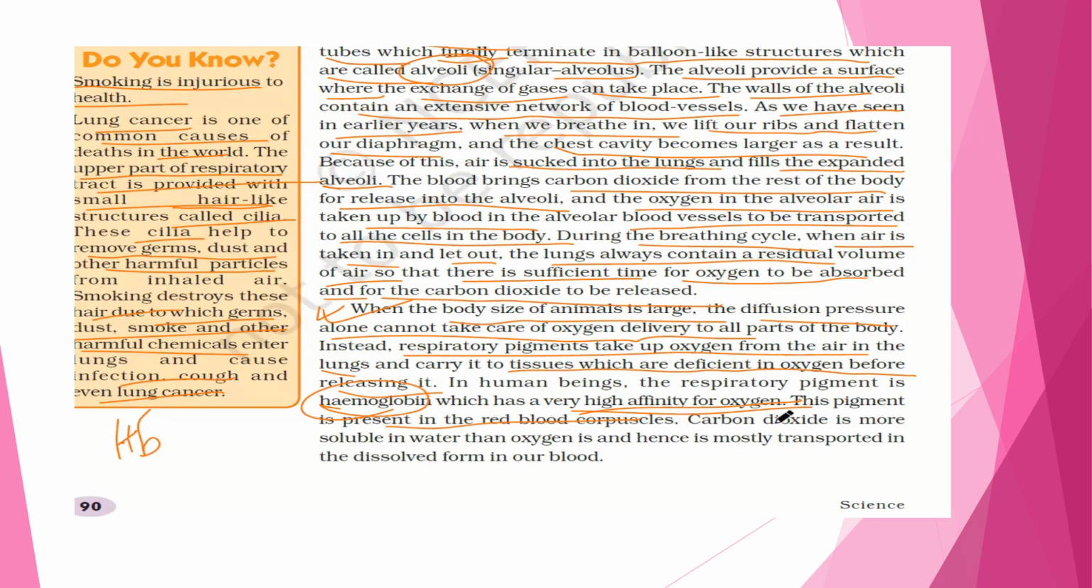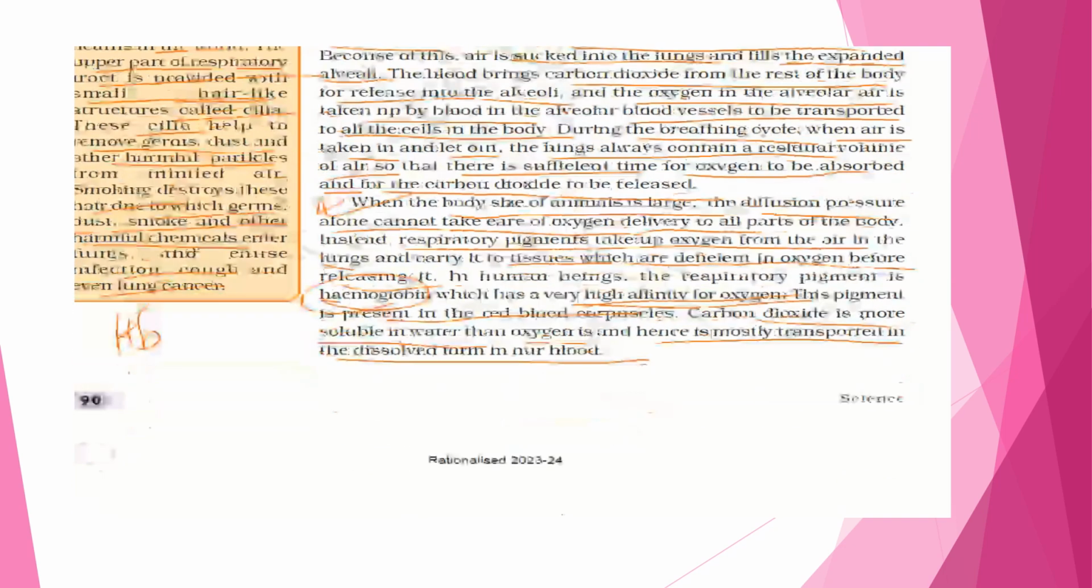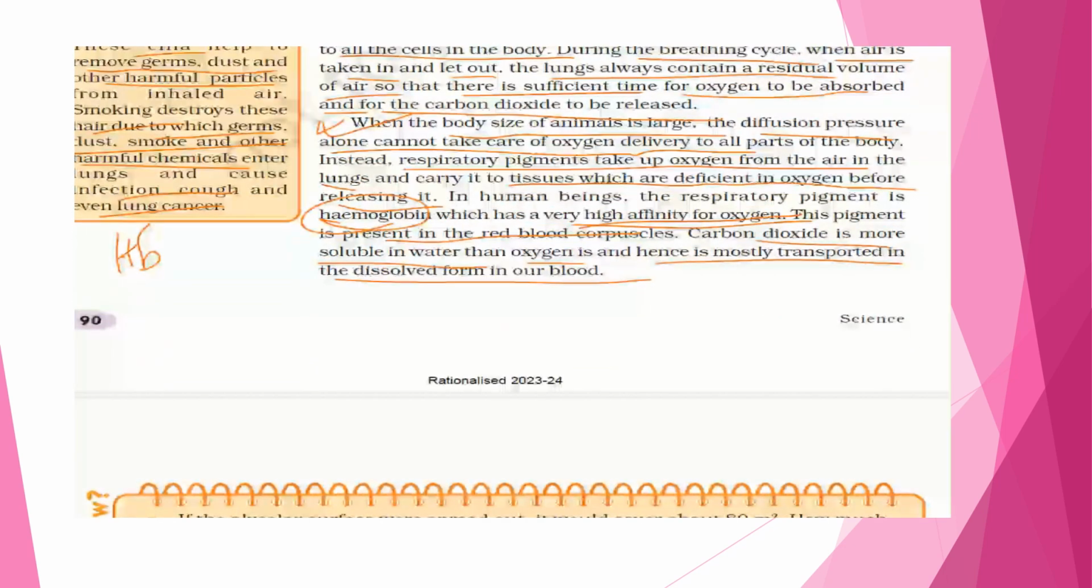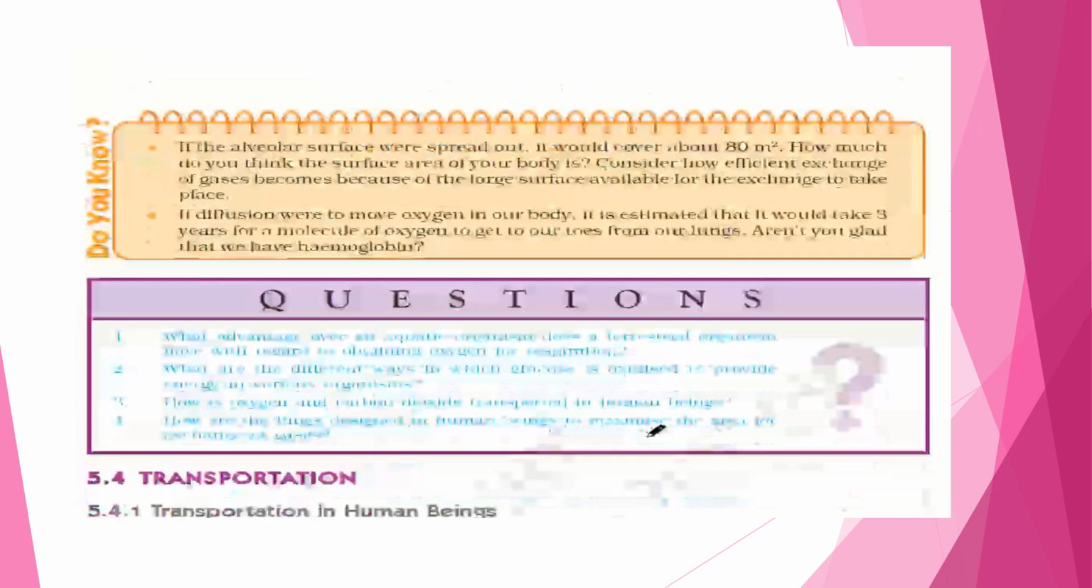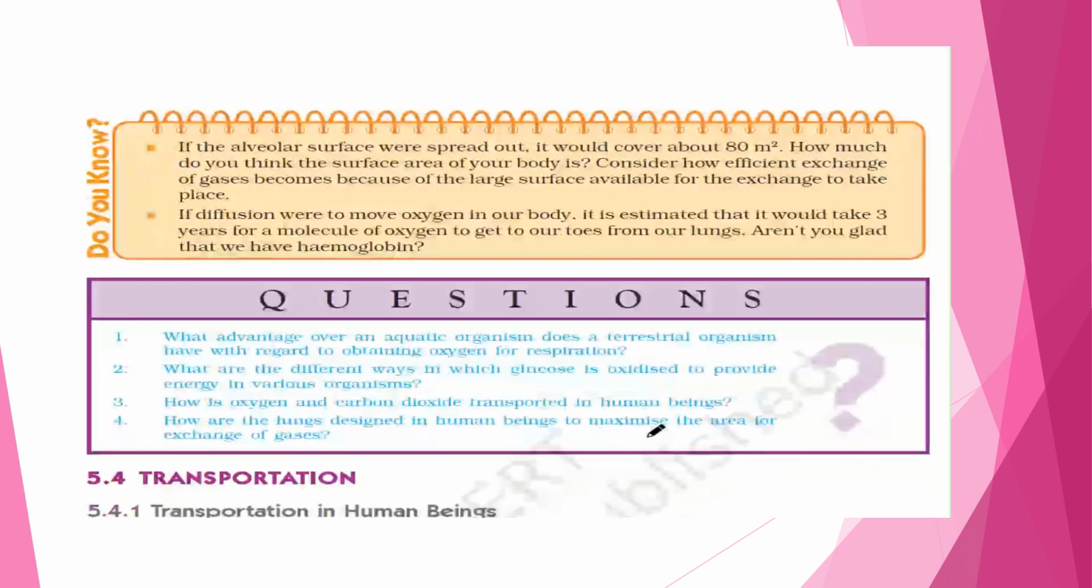Now carbon dioxide is more soluble in water than oxygen is, and hence is mostly transported in the dissolved form in our blood. It is again through the alveolar exchange that it is transported to the lungs, and from there it is exhaled out. Is it clear?